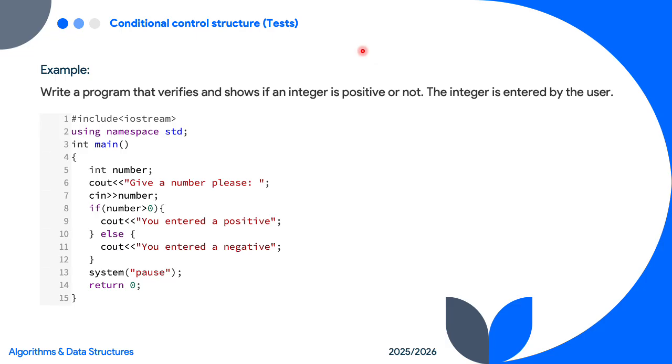Let's take this simple example. Write a program that verifies and shows if an integer is positive or not. The integer is entered by the user. Basically, it's super easy. First, we declare a variable number here, and then ask the user to enter a number. And then we test if the number is greater than 0. If the entered value is really greater than 0, the program should display this message: you entered a positive. Otherwise, it displays you entered a negative.